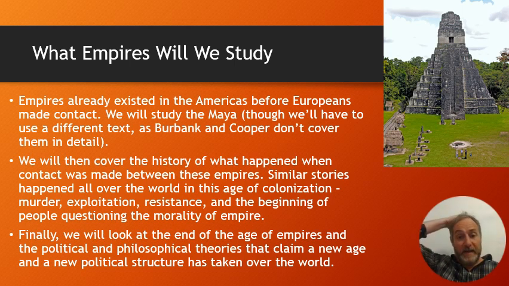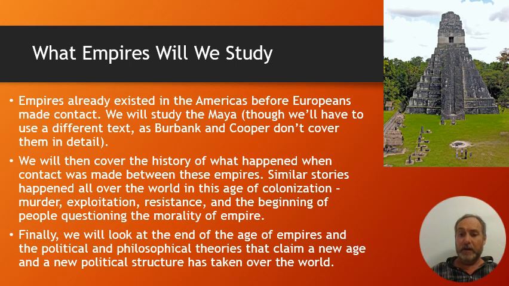Now, before the Europeans made contact in the Americas, there were empires there. So we're going to cover the Maya. We're going to have to look to a different text to do that because Burbank and Cooper don't really cover them in any detail. But I'll post that reading for you. So we'll cover the history of what happened when contact was made between these empires. There are similar stories all over the world in this age of colonization, and they are largely bad stories, right? Stories of murder, exploitation, heroic resistance on the part of the people they're attempting to colonize, and also the beginning of questioning the morality of empire.